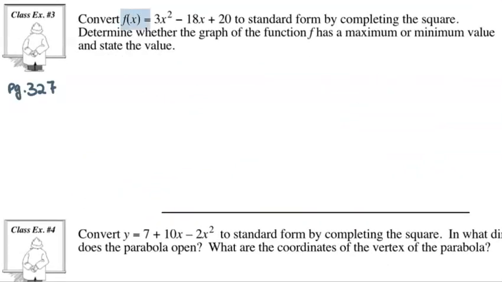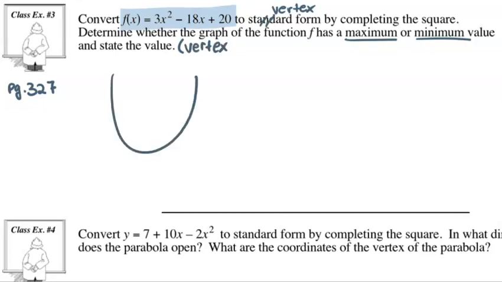We're going to be converting this equation here to standard, or in our term, vertex form by completing the square. And we're going to find out whether or not the graph has a maximum or a minimum value and state what that particular value is. Remember, that maximum or minimum is simply your vertex. If it opens upwards, then we have a minimum. And if it opens downwards, then we must have a maximum.